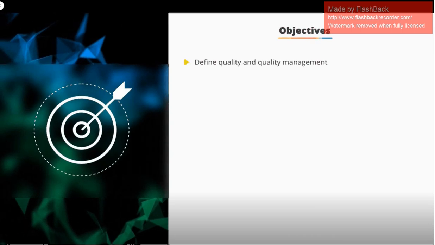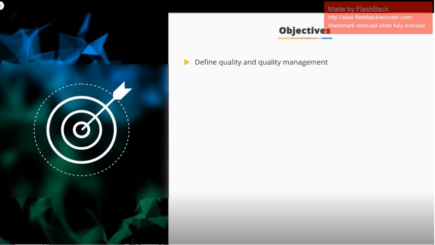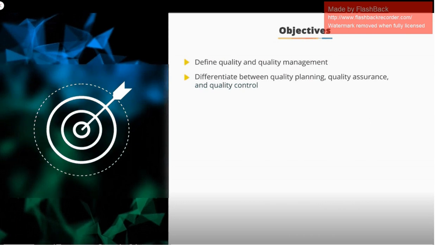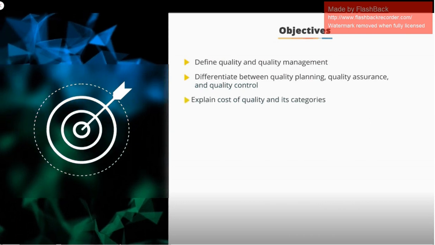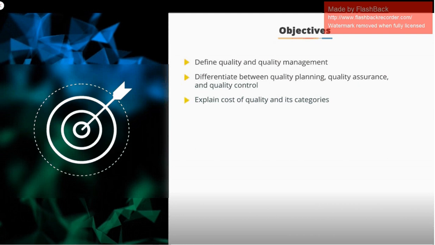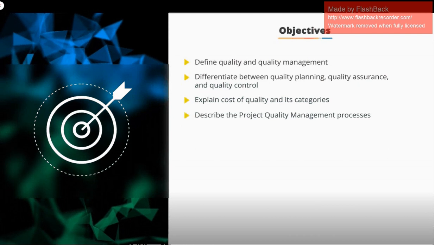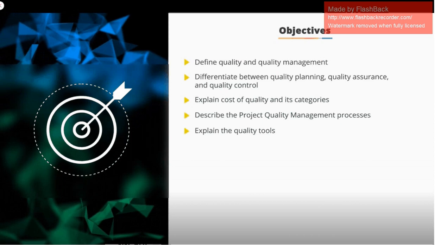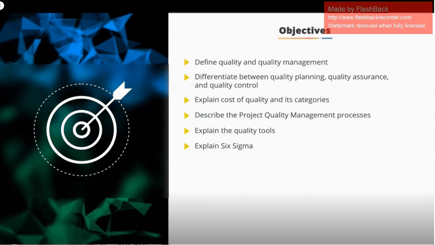Objectives. Define quality and quality management. Differentiate between quality planning, quality assurance, and quality control. Explain cost of quality and its categories. Describe the project quality management processes. Explain the quality tools, and explain Six Sigma.